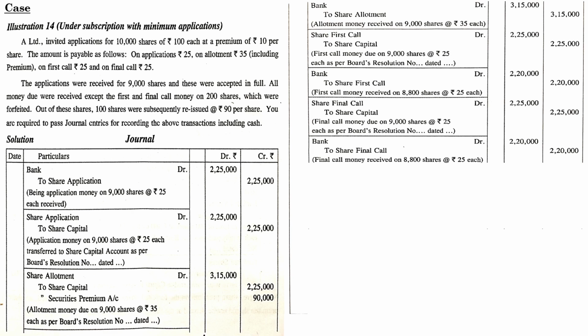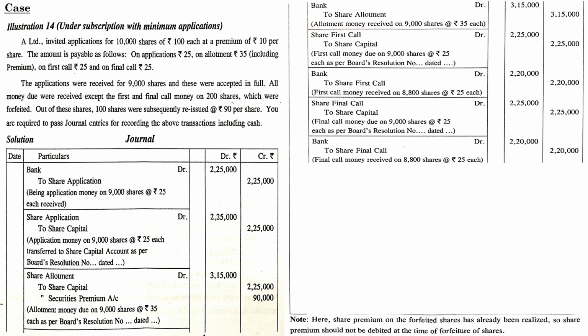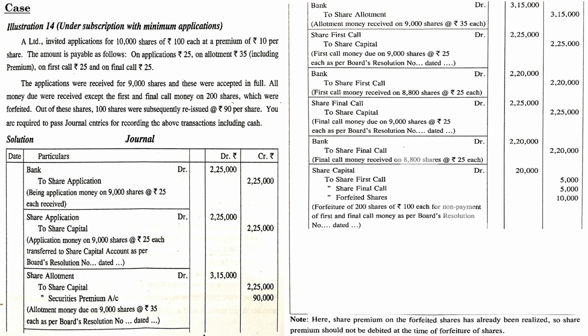Next you need to pass the journal entry for the forfeiture. So the entry for the forfeiture is share capital account up to share first call, share final call, and forfeiture. Remember in this question the company has issued initially at premium. So at the time of forfeiture, do we have to consider the premium amount? That is a note that is prescribed here.